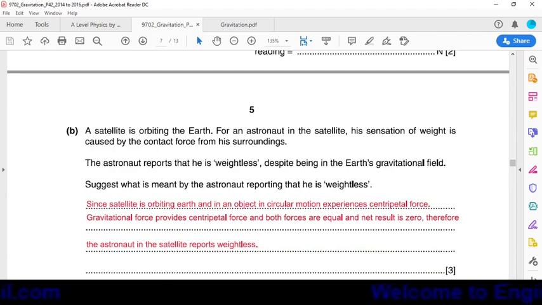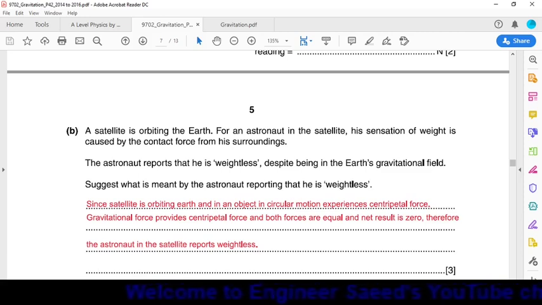Okay, next part, part B. A satellite is orbiting the Earth. For an astronaut in the satellite, his sensation of weight is caused by the contact force from his surroundings. The astronaut reports that he is weightless despite being in the Earth's gravitational field. Suggest what is meant by the astronaut reporting that he is weightless.